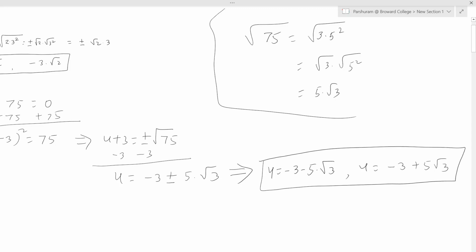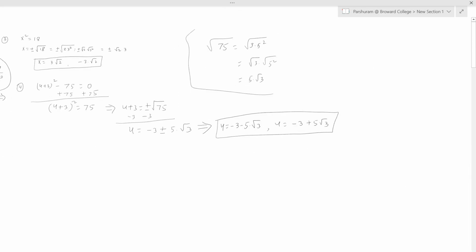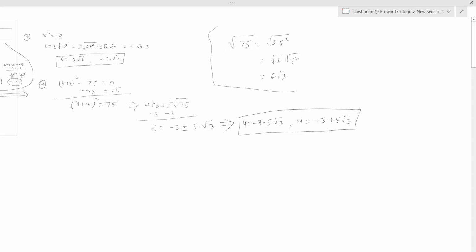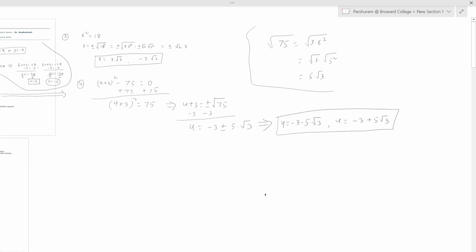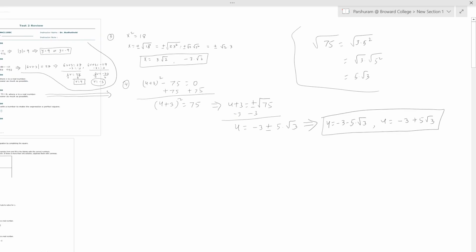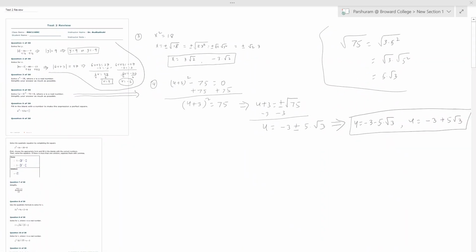So these are the two answers for problem 4. And we use this very same trick here. We use the square root property, solving a quadratic equation. So that's problem 4.